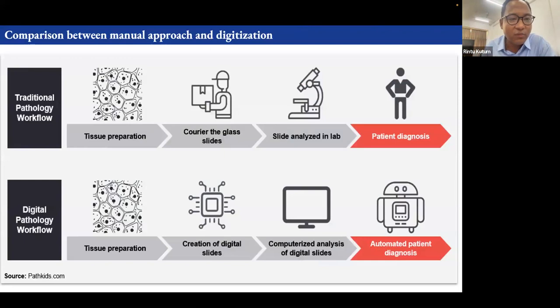When you look at the workflows, in the traditional way, typically till 2015, it used to involve tissue preparation, then the glass slides were couriered to labs where the slides were analyzed and the diagnosis of the patient was done. In the digital pathology workflow, after the tissue preparation, we digitize the prepared tissue, and along with that we also use a lot of machine learning and deep learning algorithms to analyze the digital slides, and automatically we can nowadays do patient-level diagnosis and report generation.